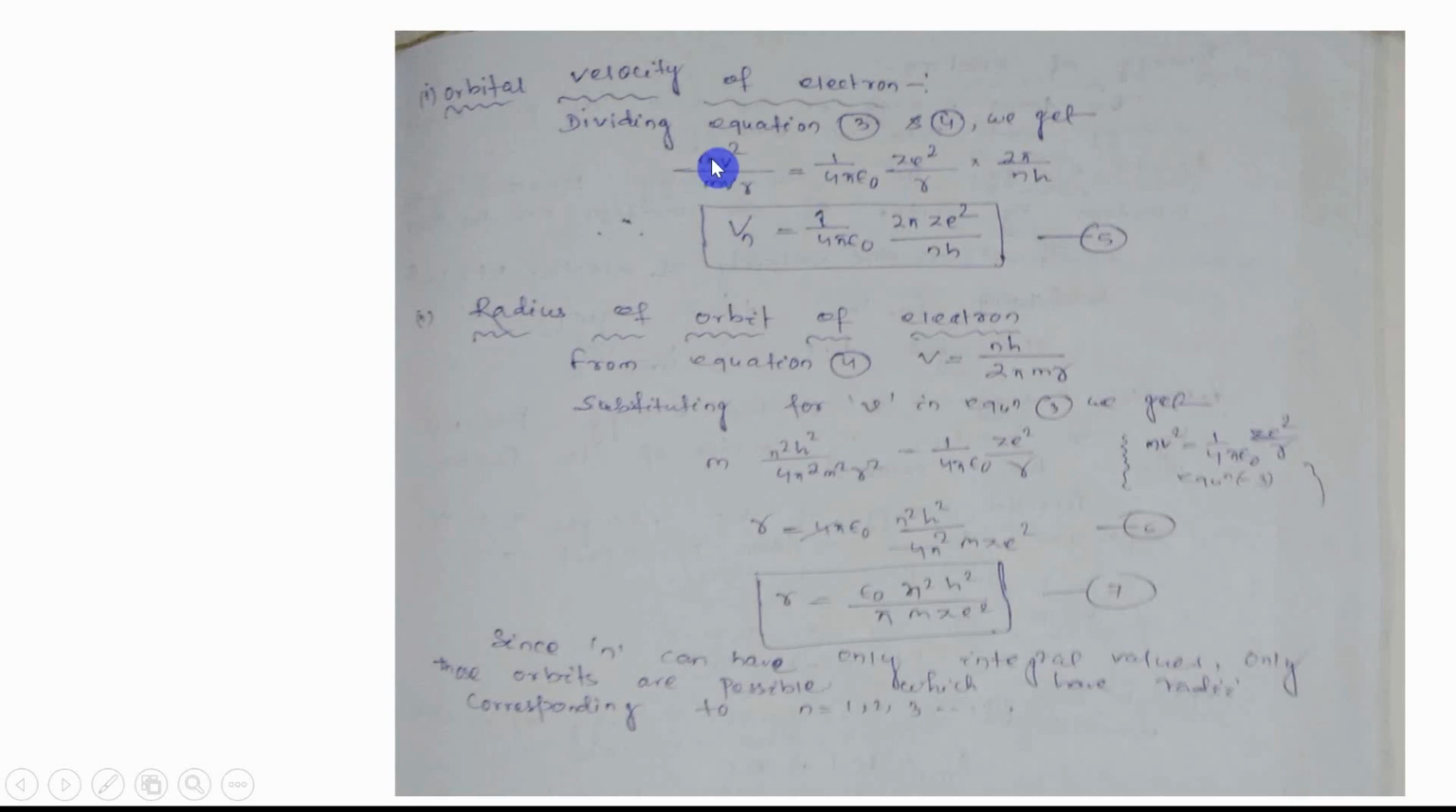This will just be reversed, and finally here r and r cancel, one v cancels, and m and m cancel. We write vₙ, and for n you can put the first orbit, second orbit, third orbit; you can calculate the velocity by putting the value of n here. Simply, the velocity becomes (1/4πε₀) 2π Z e²/nh. This is the expression for the velocity of the electron.